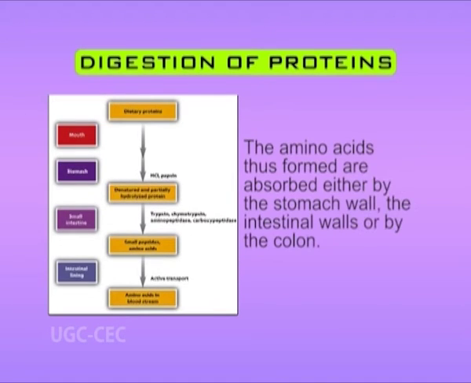The amino acids thus formed are absorbed either by the stomach wall, the intestinal wall, or by the colon. Most of the amino acids are, however, absorbed in the small intestine. After passing through the wall of the digestive tract, the amino acids are picked up by the circulating bloodstream and transported to the liver and to the various tissues.